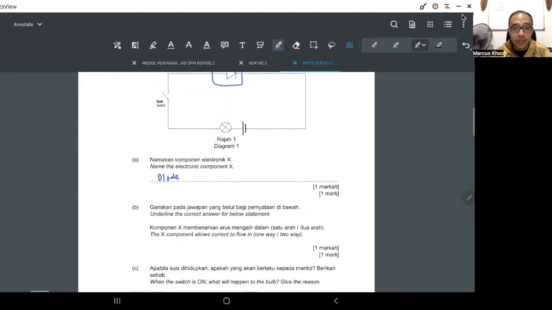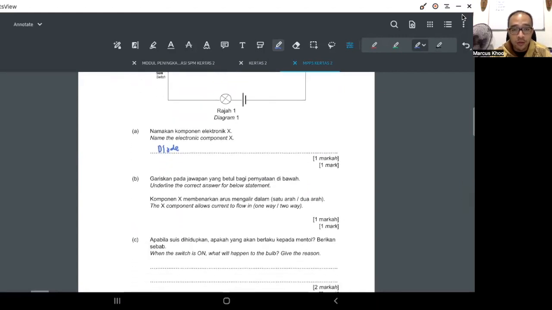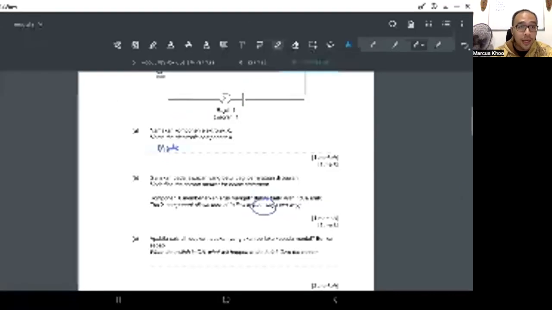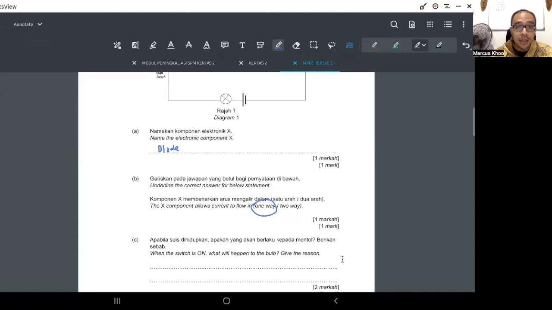So the component X allows current to flow in, of course, only one way. That is the function of the diode. The function of the diode is to allow current to flow in one way only.